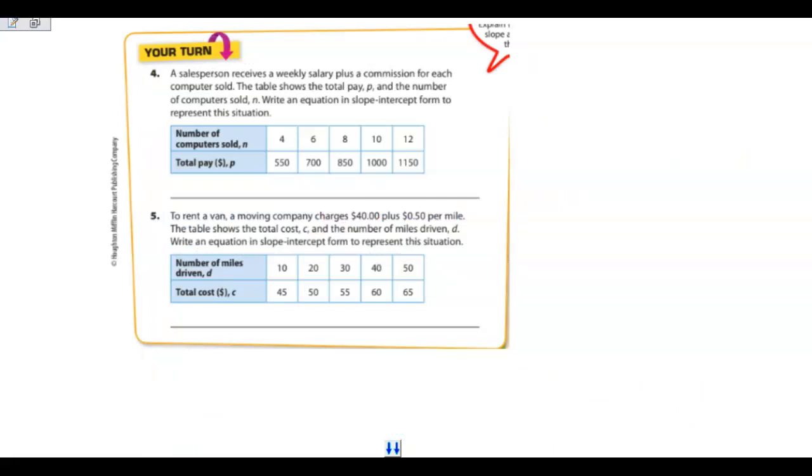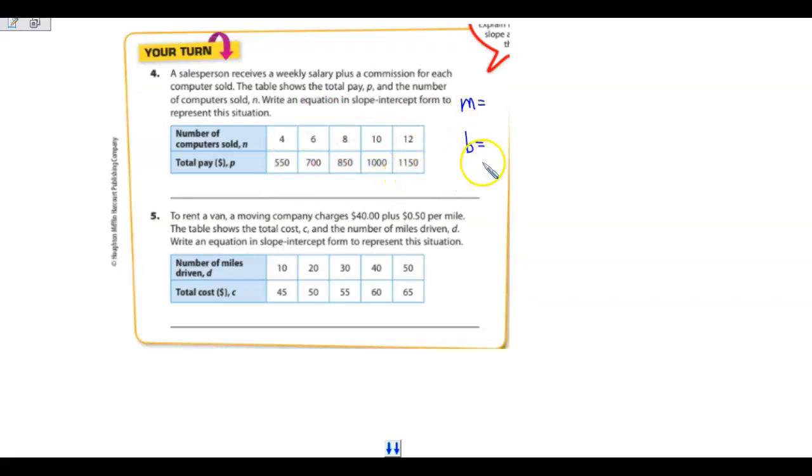Your turn number 4. A salesperson receives a weekly salary plus a commission for each computer sold. The table shows the total pay, P, and the number of computers sold. Write an equation in the slope-intercept form to represent this situation. So the first thing we want to do is to find the slope. You can use any 2 to find your slope. Doesn't matter which order of pairs you use. Find your slope first.